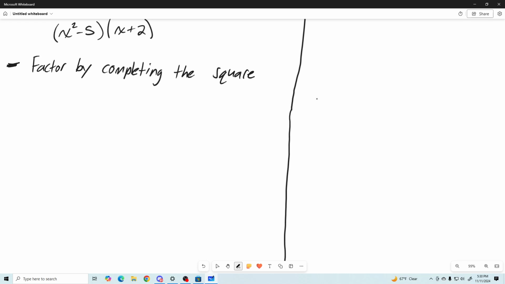Okay, so let's try this. Factor by completing the square. We have x squared plus 6x plus 7.